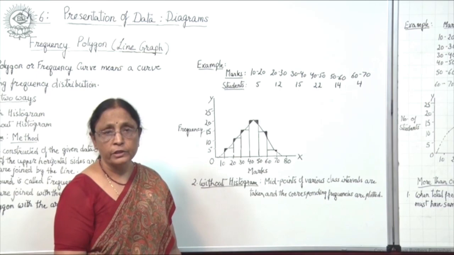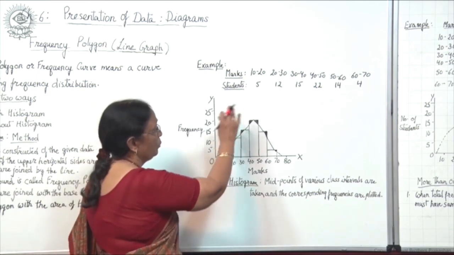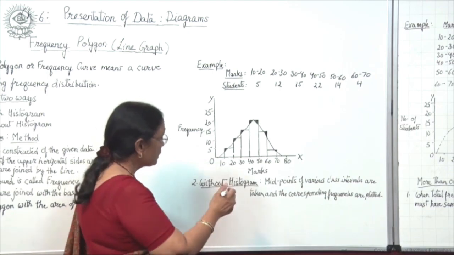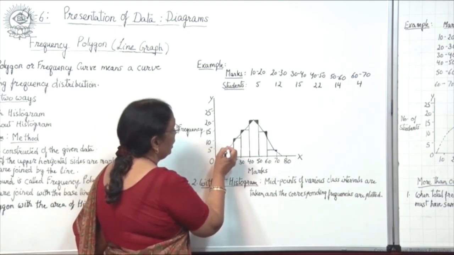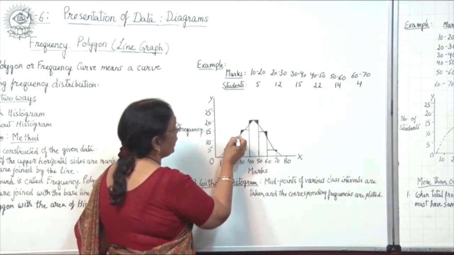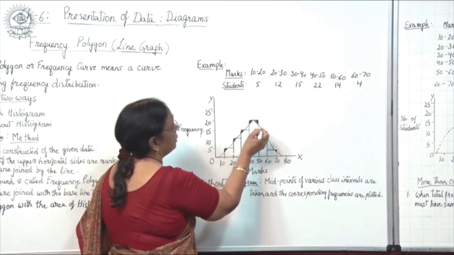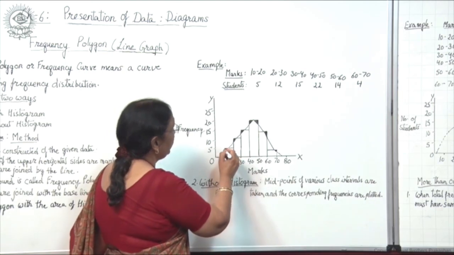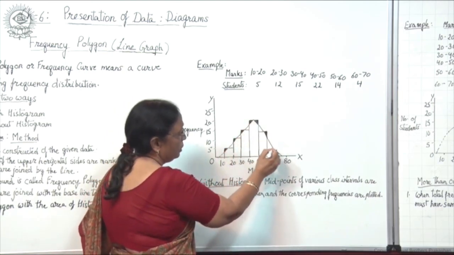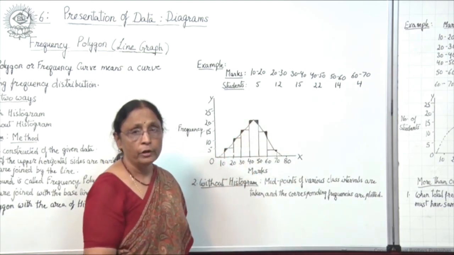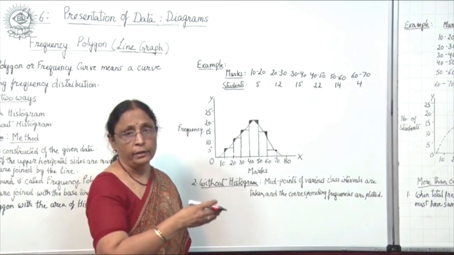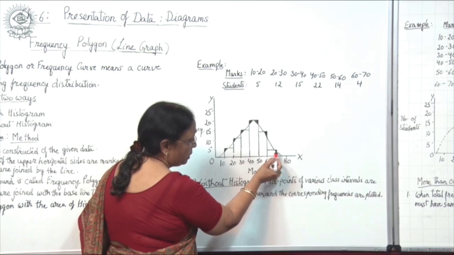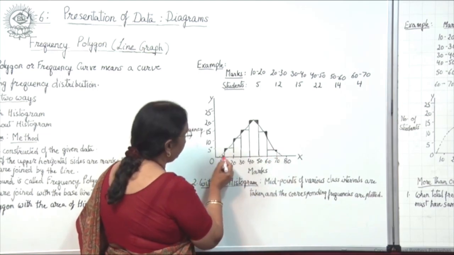So what was the first step here? First, plot the data in the form of histogram. Now the next step is, take the midpoints of each rectangle. Take the midpoints of each rectangle and join the midpoints with the help of a line or freehand curve, straight line, right? Now the next step is, the end points are joined with the baseline.